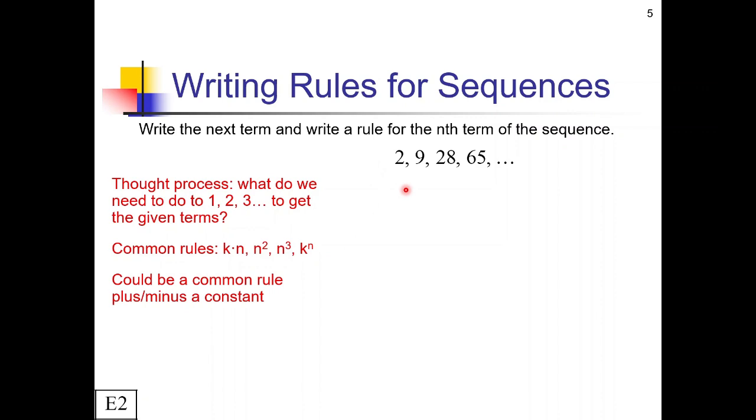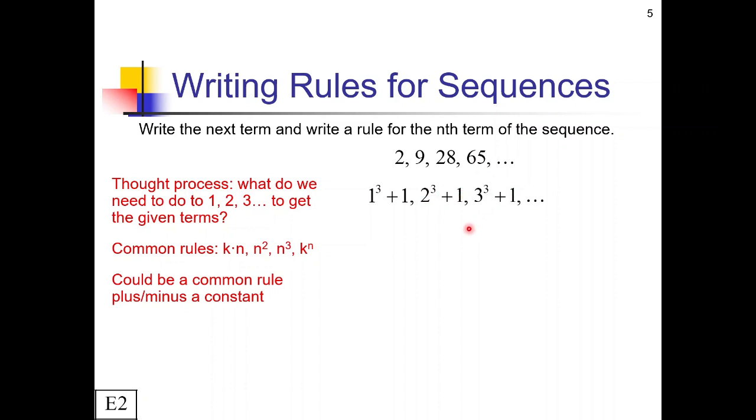We've got 1 and 3. 2 cubed is 8. 3 cubed is 27. That's kind of close to 28. 4 cubed is 64, which is very close to 65. So let's play this out, right? This is 1 cubed plus 1. This 9 is really 2 cubed plus 1. 28 is 3 cubed plus 1, and the same thing with 4 cubed, so I think this is our pattern.